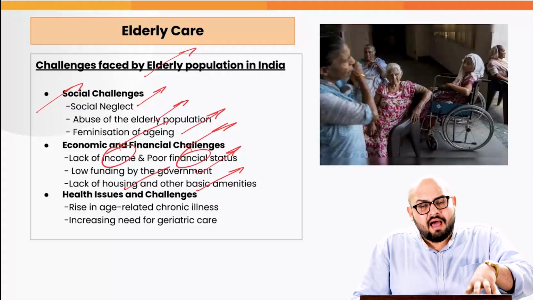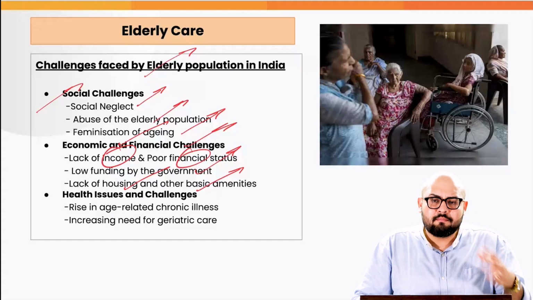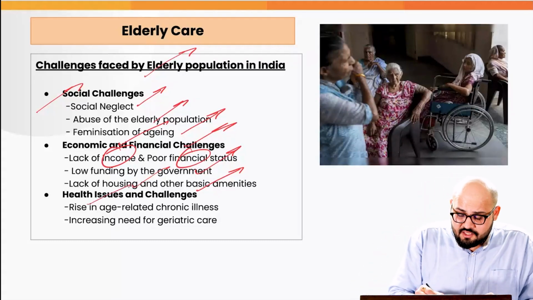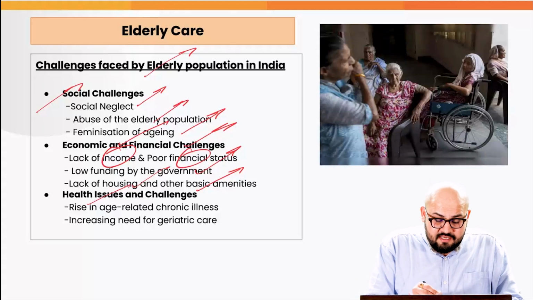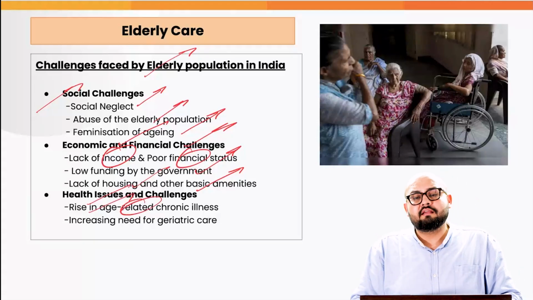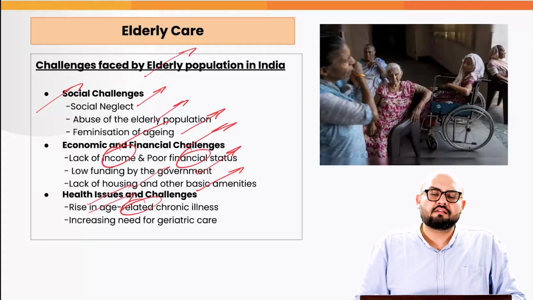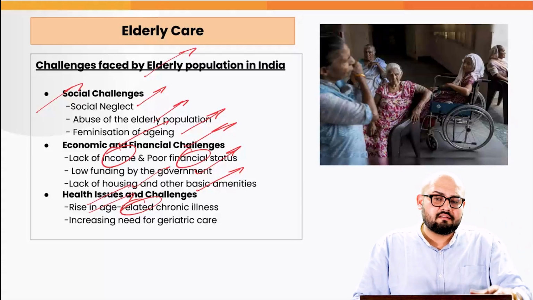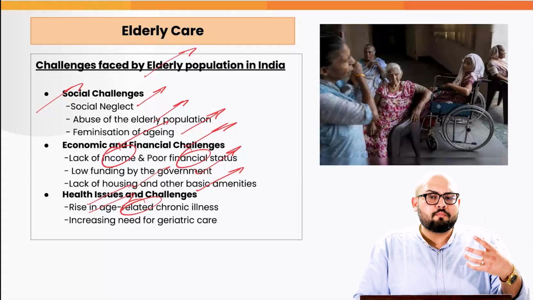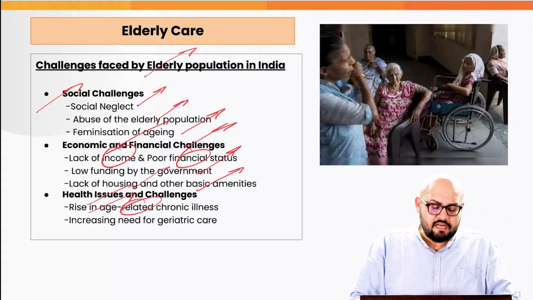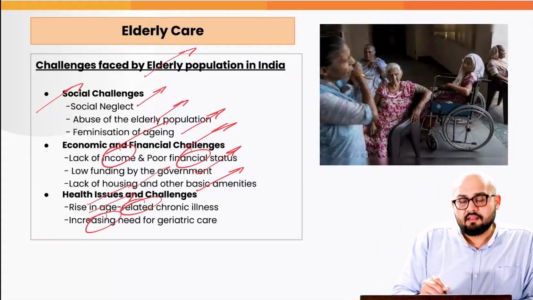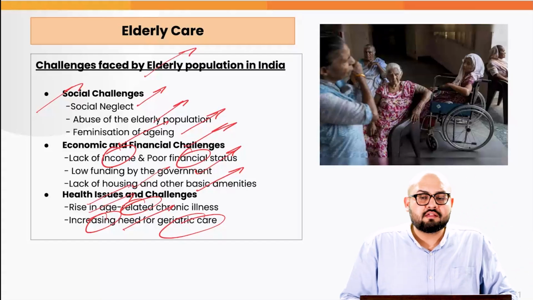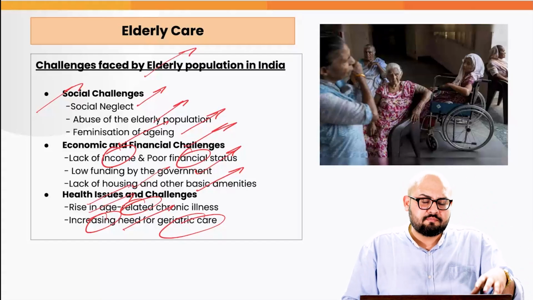And even if they have houses, they have no access to basic amenities, be it toilet, be it drinking water facilities, right? Next issue is health issues and challenges. There has been a rise in age-related chronic illnesses, be it the non-communicable diseases, be it heart-related diseases, right? There's also been an increase in cataract, right? So these issues obviously compromise the overall well-being of the elderly population. Therefore, what we need to understand is that there is an increasing need for geriatric care, which is at present in India abysmal, which is quite low.